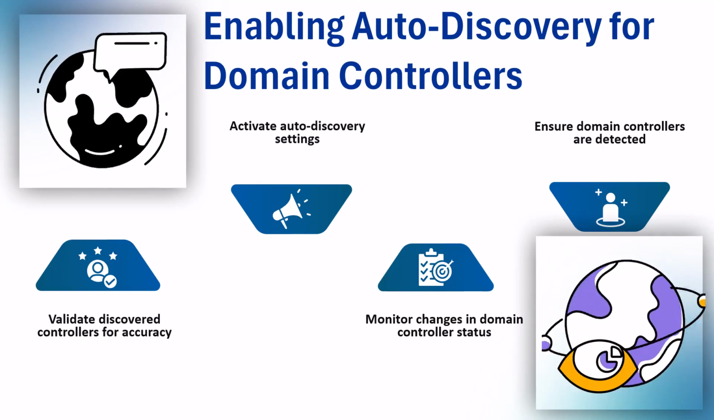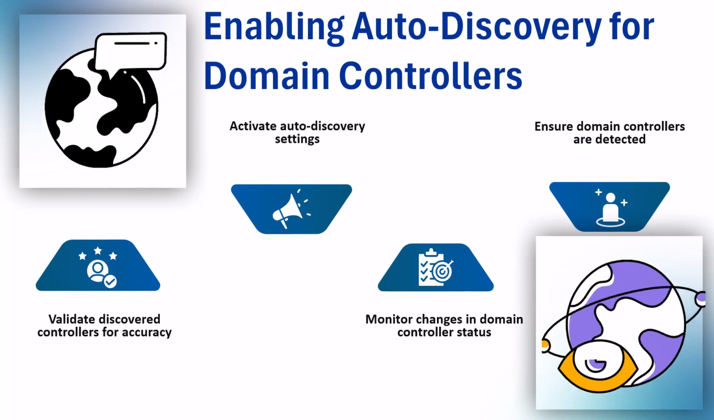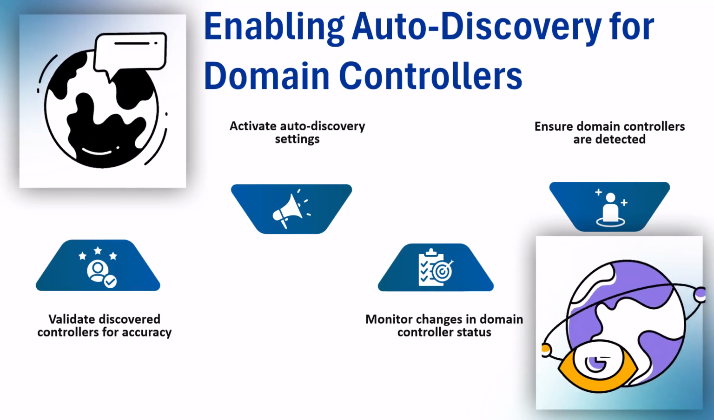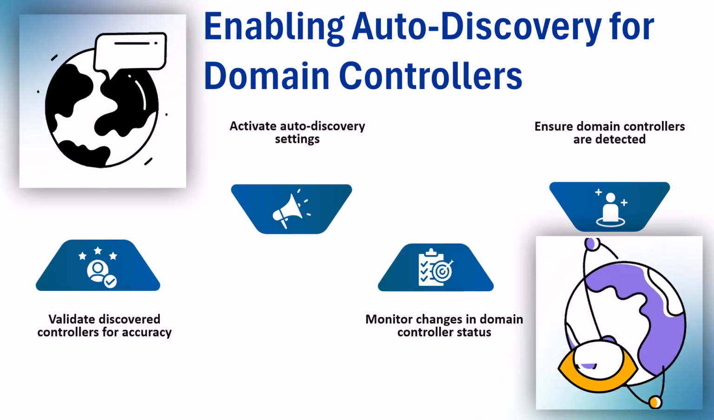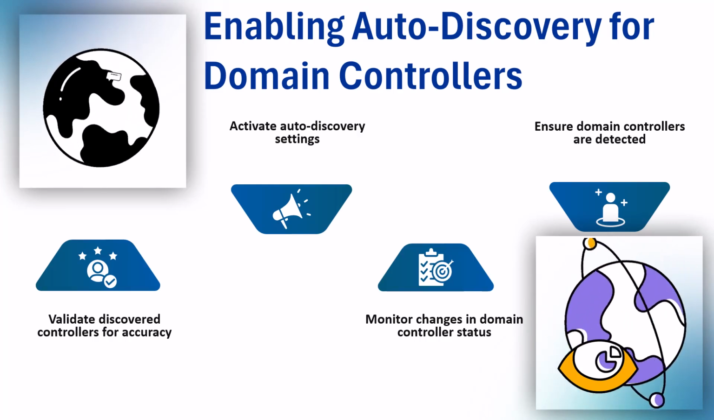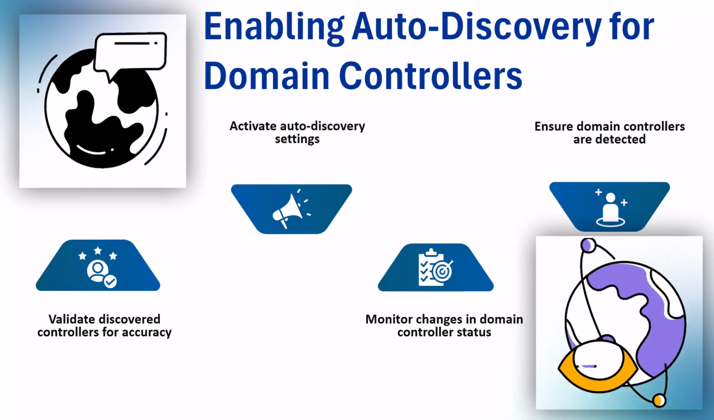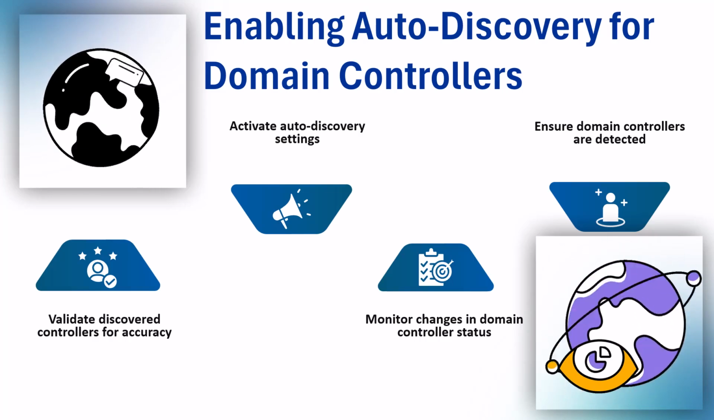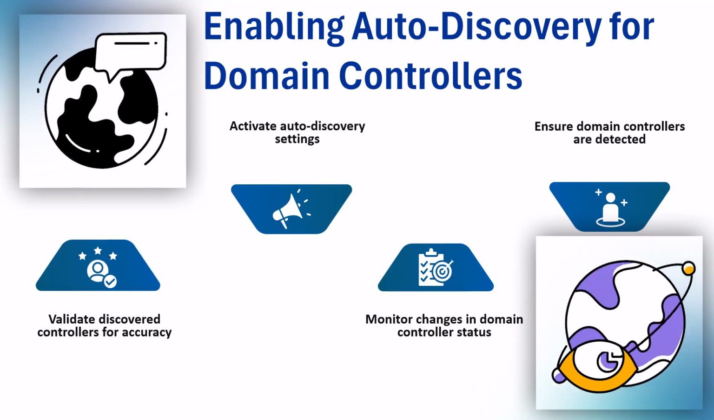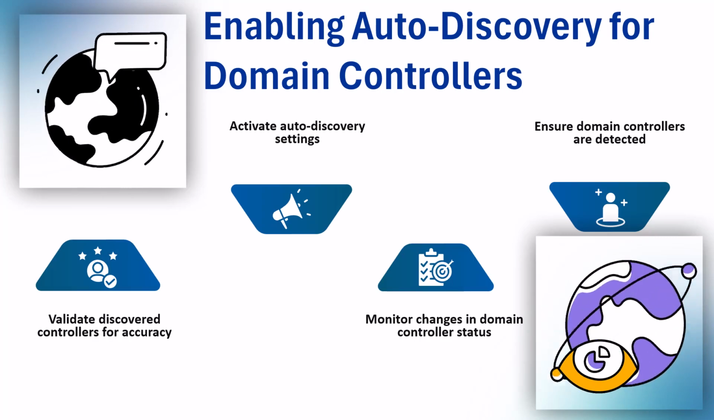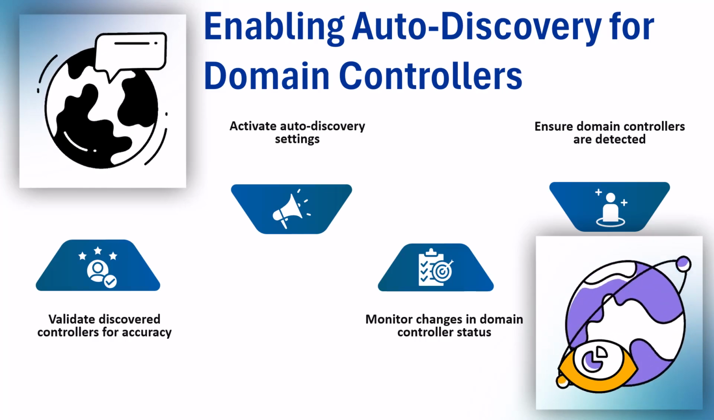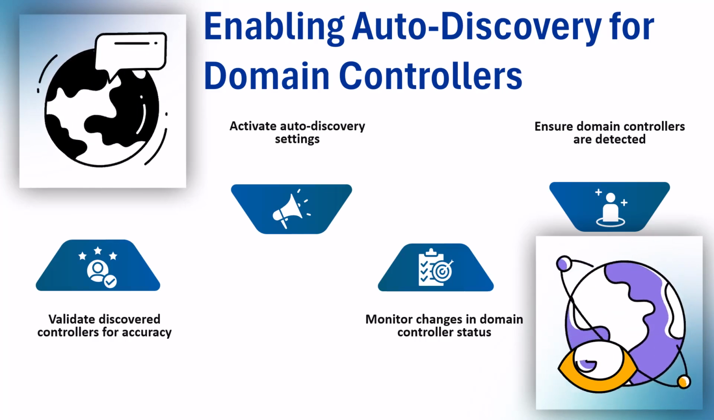Auto-discovery makes life easier. It's like GPS for your domain controllers. First, activate the settings so they show up automatically. Next, make sure they are properly detected. It's no good if they're hiding. Then, validating the results keeps inaccuracies out. Finally, monitoring changes ensures that new controllers are added, and old ones don't cause any surprises. A bit of automation here saves time and effort.